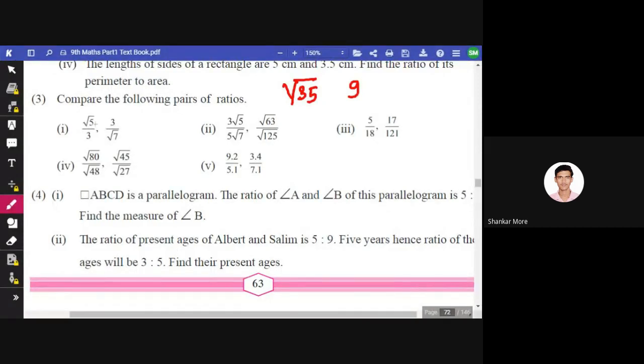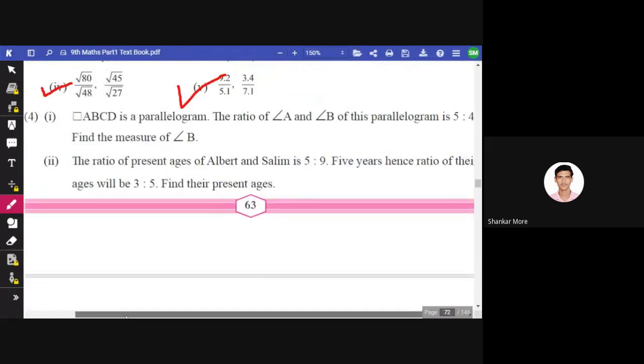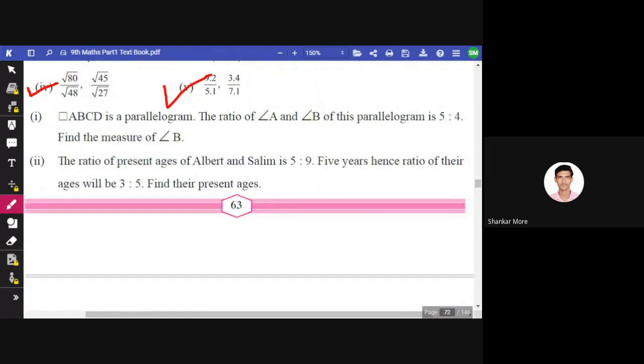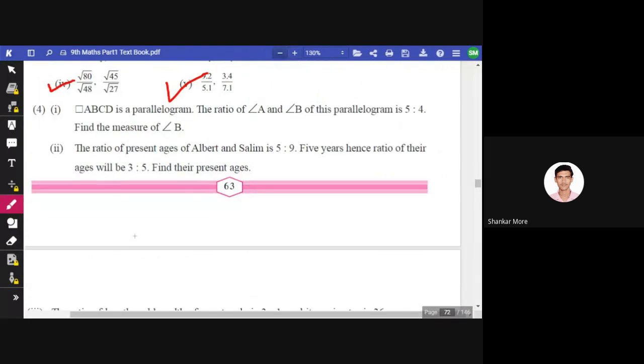Yeah, fine. So please do it at home. This one also do it at home. This one also do it at your home as a homework. So the last question for today is this.